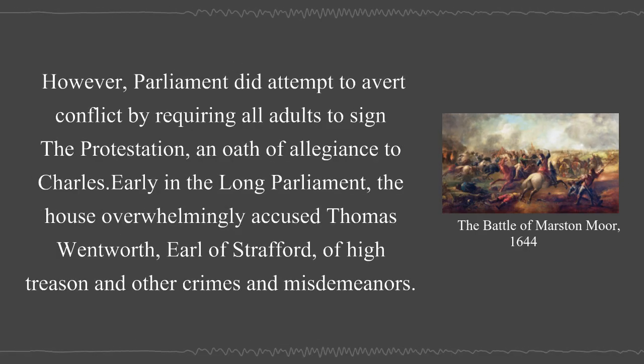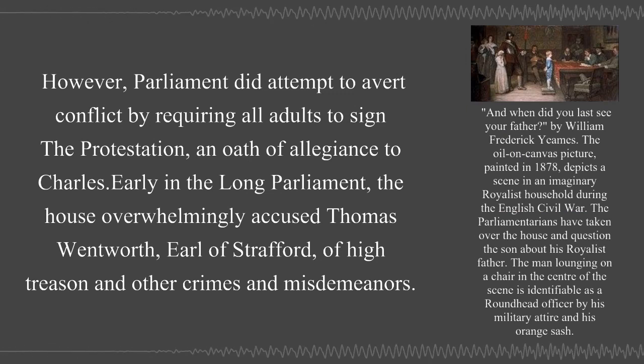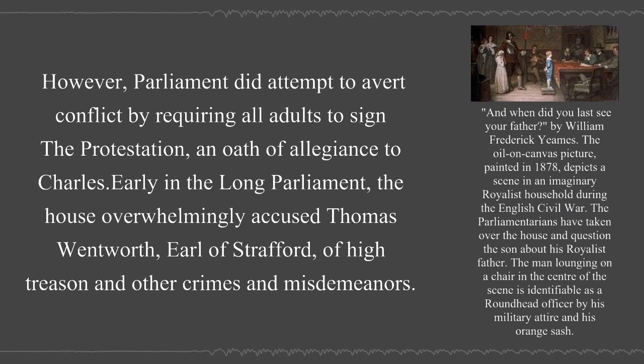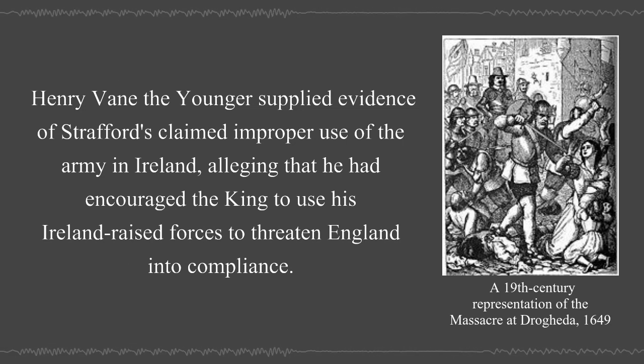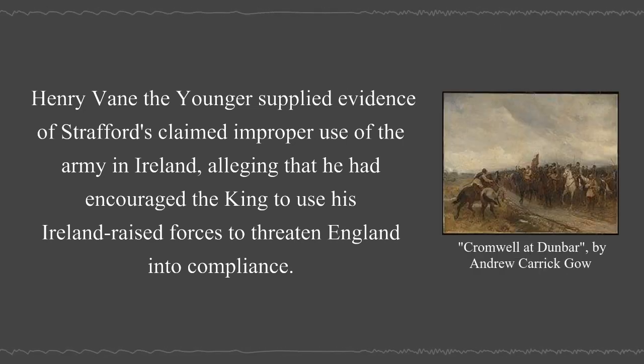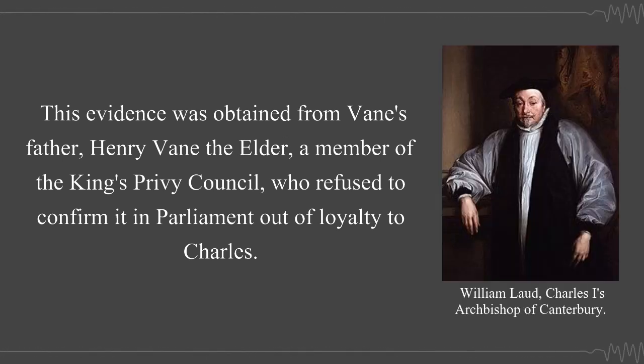However, Parliament did attempt to avert conflict by requiring all adults to sign the protestation, an oath of allegiance to Charles. Early in the Long Parliament, the House overwhelmingly accused Thomas Wentworth, Earl of Strafford, of high treason and other crimes and misdemeanors. Henry Vane, the younger, supplied evidence of Strafford's claimed improper use of the army in Ireland, alleging that he had encouraged the king to use his Ireland-raised forces to threaten England into compliance. This evidence was obtained from Vane's father, Henry Vane the Elder, a member of the King's Privy Council, who refused to confirm it in Parliament out of loyalty to Charles.